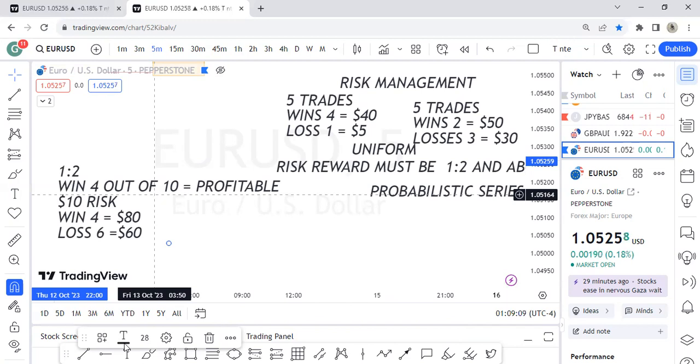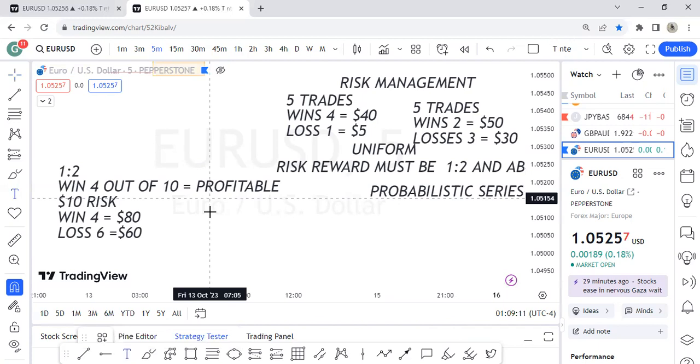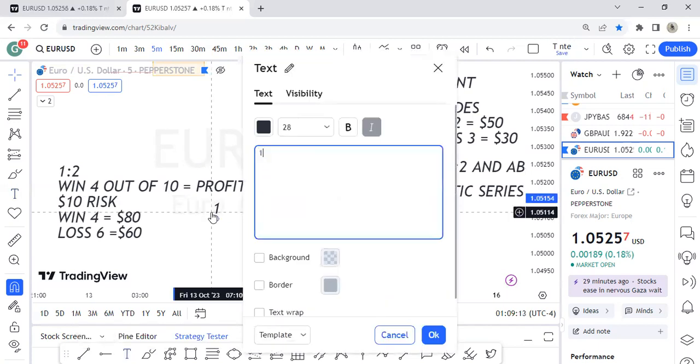So that is it. Meanwhile, if you're using 1:1, let us talk about 1:1. 1:1 requires that you have to do what? You have to win 6 out of 10. So you have to win 6 out of 10 to be profitable using 1:1. So if you win six, let us use that same analogy.